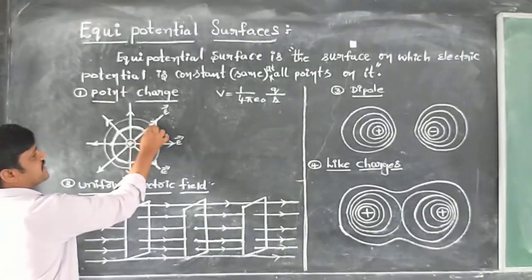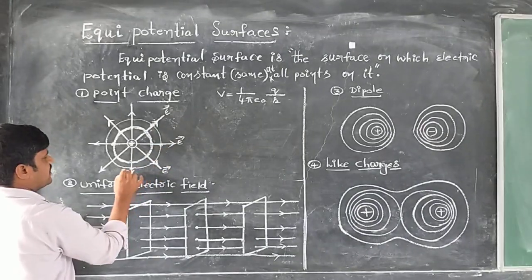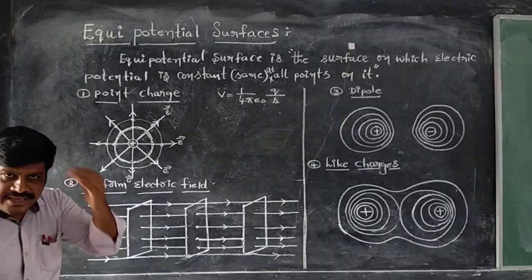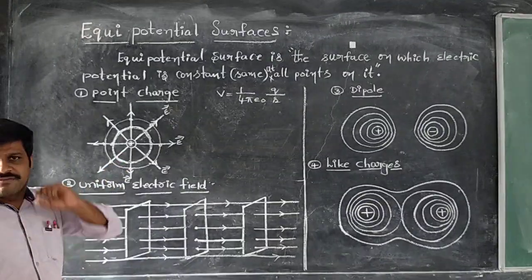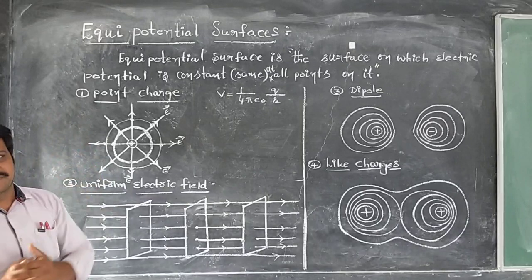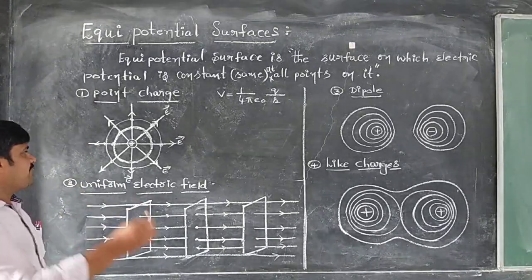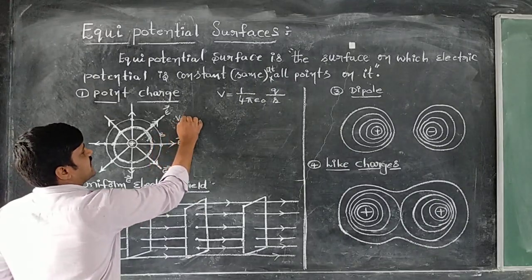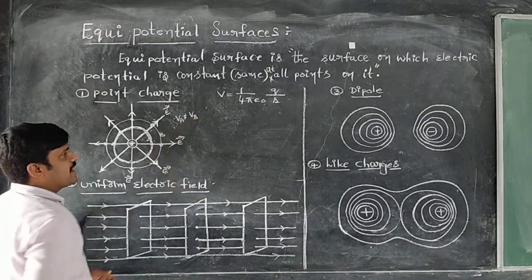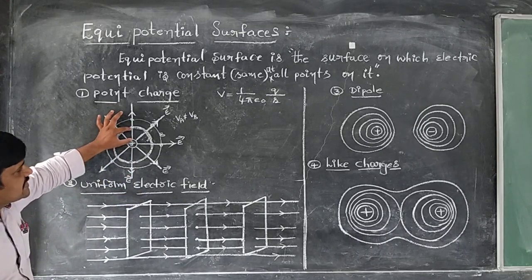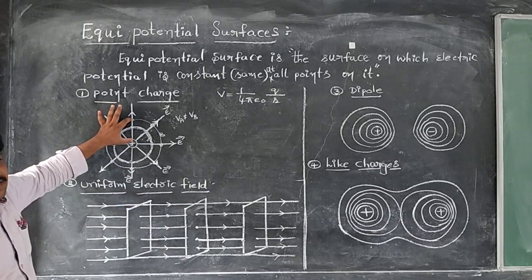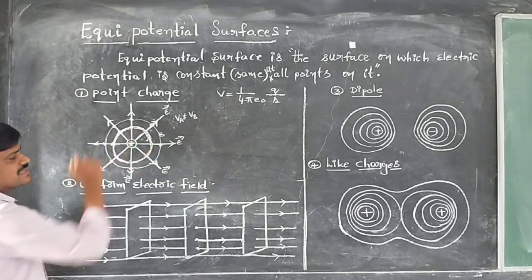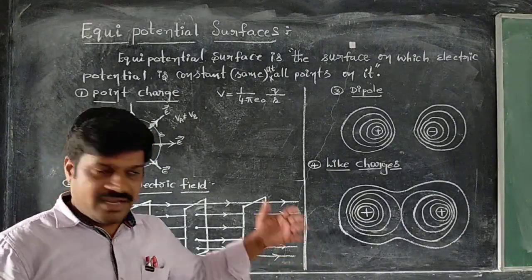Wherever it may be, at equal distances from the charge, if the potential is the same, then that surface is said to be an equipotential surface. The first one is A and the second one is B. VA is not equal to VB. Why? Because for A the distance is lesser, for B the distance is greater. This is the first equipotential surface for this point charge and B is the second.